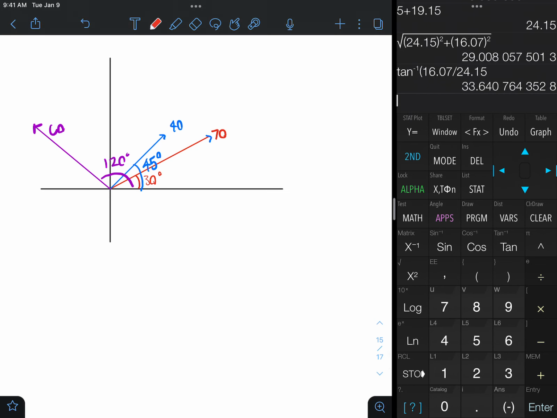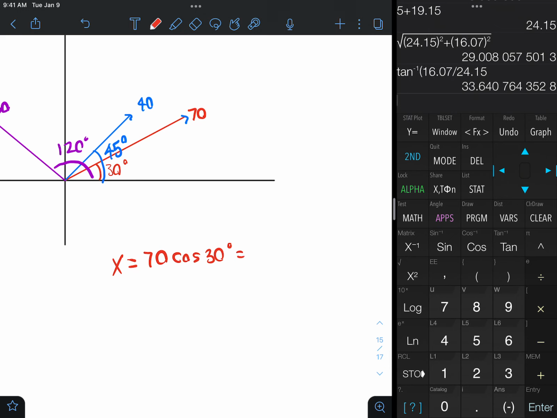And from yesterday, we talked about how, for your components, you do 70, and then for x it's cosine, so cosine of 30 degrees. I already got that written down. That is 60.6. For the y part, that would be 70 sine 30 degrees. Apparently that comes out nice and clean there: 35, because it's one of the nice ones on the unit circle.